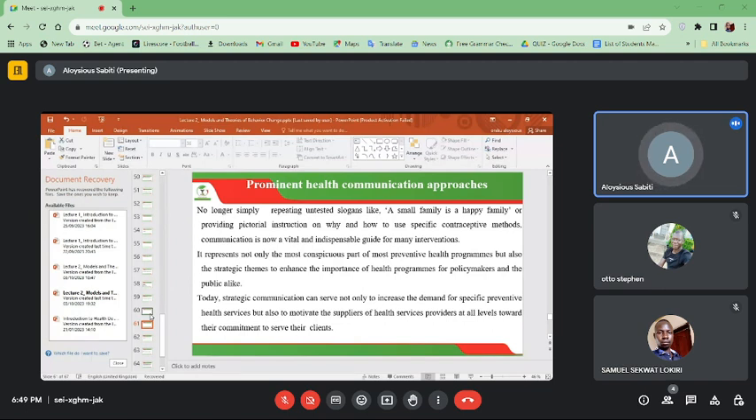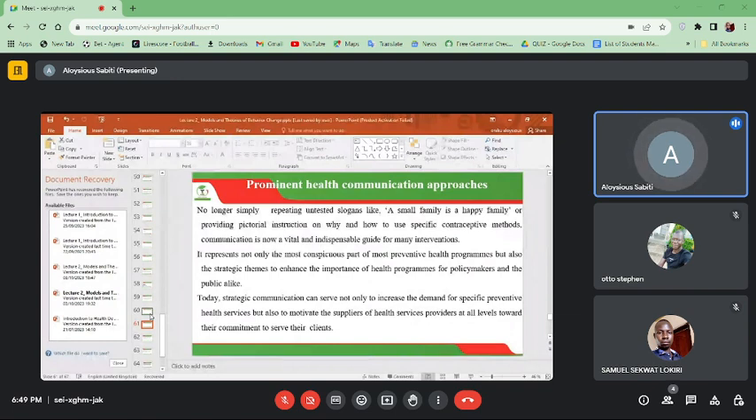If they wanted to improve, if they wanted to preach information on family planning uptake, or provide pictorial instructions on why and how to use specific contraceptive methods, they would just have these IEC materials and place them in health facilities and in public places. They would have photos and so forth.